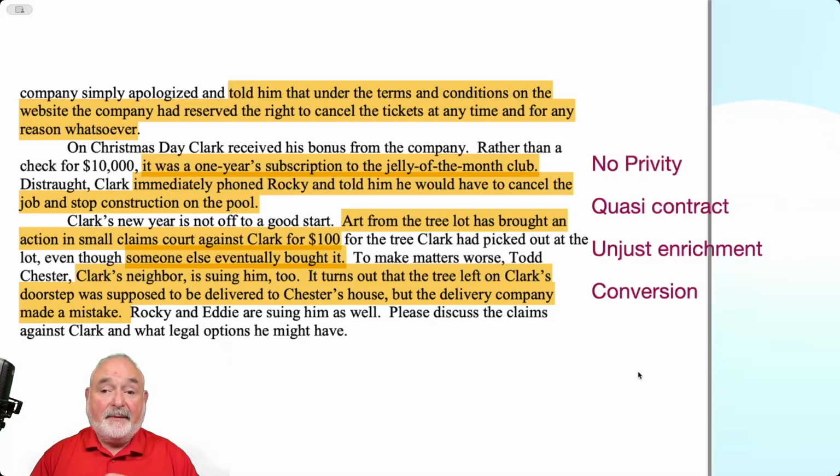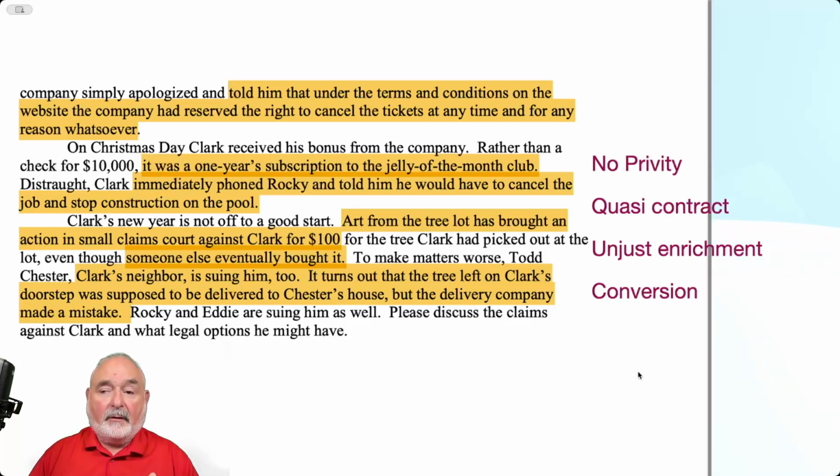First of all, the things that need to be discussed here is that there's no privity of contract between Todd Chester and Clark Griswold. There has to be privity of contract if you are going to sue somebody in contract. Do you have a quasi-contract claim? That's possible because Clark was unjustly enriched. He did not have to go and buy a tree. A tree was delivered. He never bothered to find out why or how he got it. Was he unjustly enriched? And again, you discuss that issue and you move on to conversion if you think that's going to boost your grade.